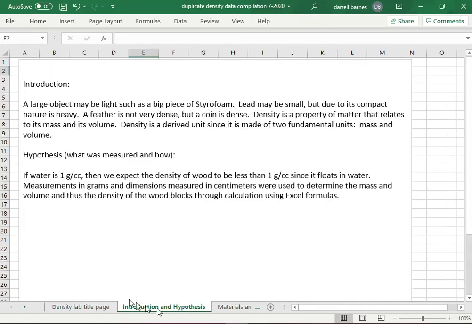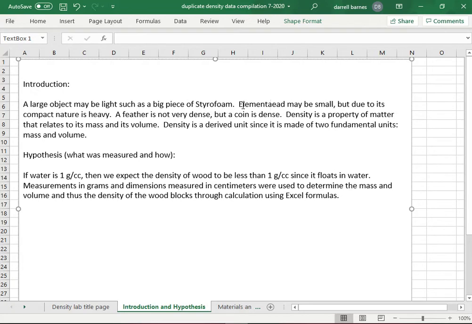Okay, let's go to introduction and hypothesis and see what we think about this. A large heavy object may be light, such as a big piece of styrofoam. Lead may be small. I don't know if this would help, but I'm going to say elemental lead. That kind of is confusing. It looks like the word lead, doesn't it? Elemental lead may be small, but due to its compact nature is heavy. Yeah, a feather is not very dense, but a coin is dense.